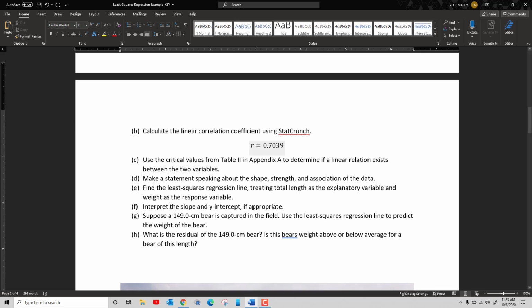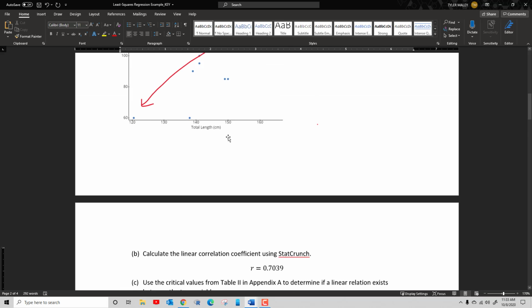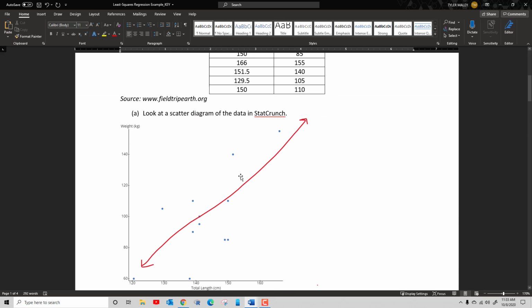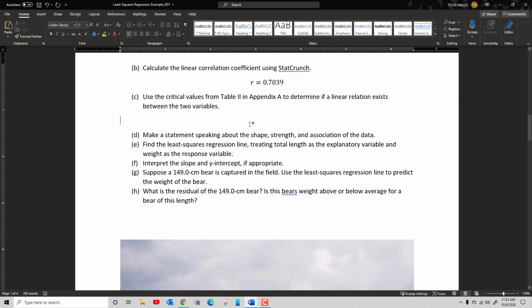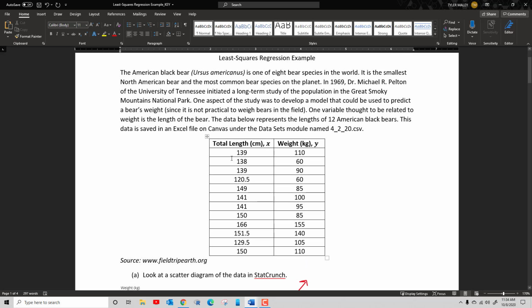Now what we want to do is use the critical value from Table 2 in Appendix A to determine if a linear relation exists between the two variables. I looked at a picture, and a linear relationship seems feasible. We've calculated the R value, so that looks promising, and now we'll test. What we need to know is the sample size, so n equals 12 here. I know that because there were 12 bears. If it didn't state that, we could count the number of rows, and there are 12 rows.